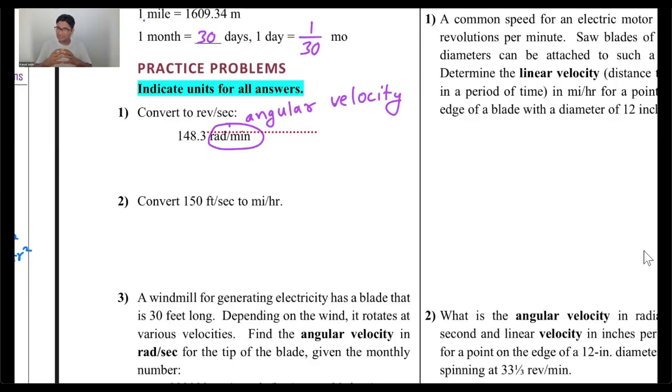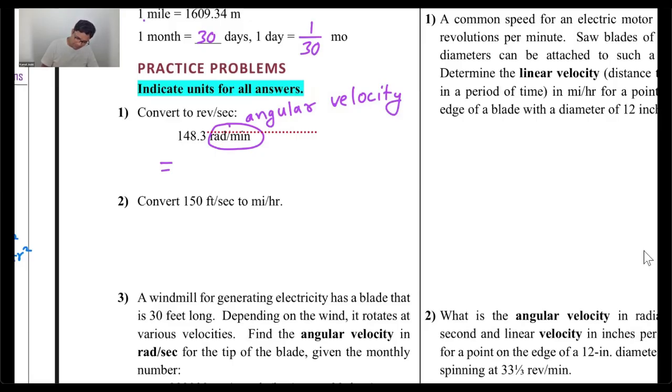that is not very intuitive to me, right? If someone tells me how fast this is spinning, it is making 148.3 radians in 1 minute. Okay, that's not very helpful, right? How many revolutions does it make in 1 second? That will make more sense to me. So let us do that conversion.